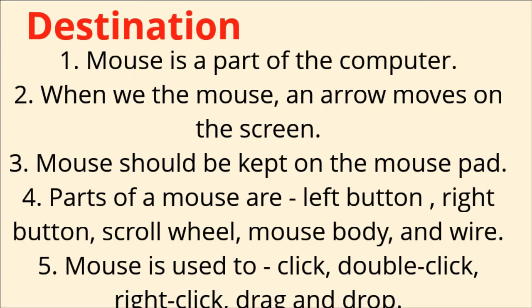From this video and from this chapter, we learn that mouse is a part of the computer. When we move the mouse, an arrow moves on the screen. Mouse should be kept on the mouse pad. Parts of mouse are left button, right button, scroll wheel, mouse body and wire. Mouse is used to click, double click, right click, drag and drop.